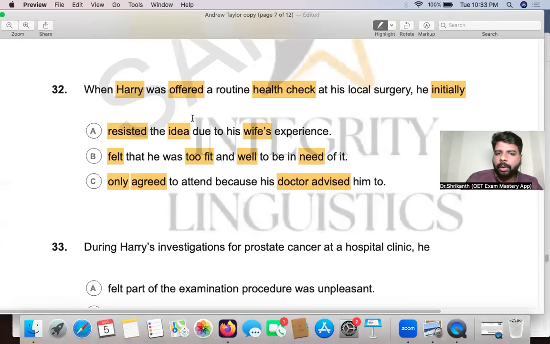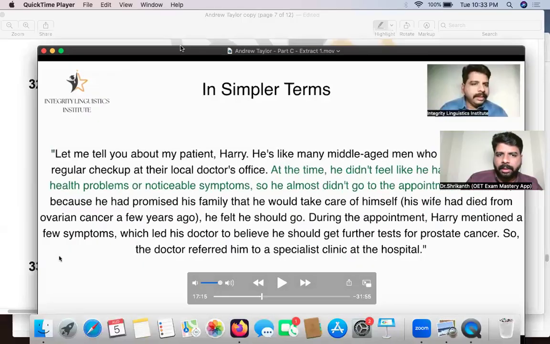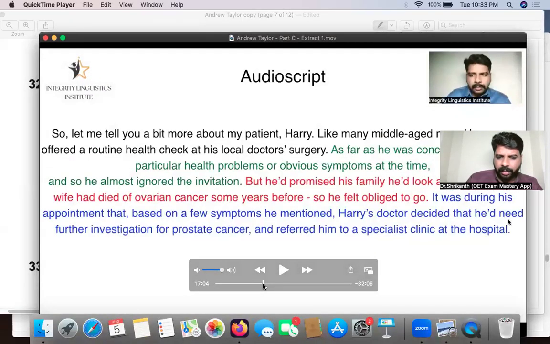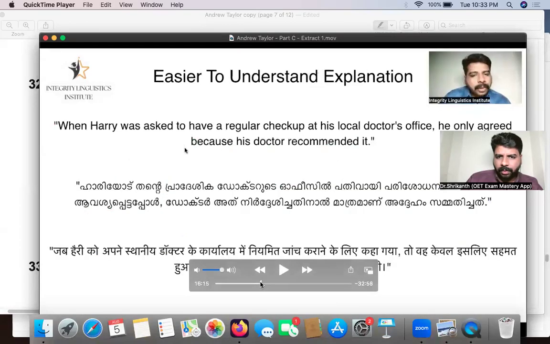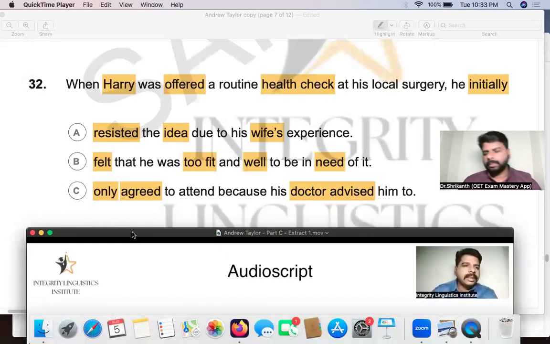So I'll just play the audio once again. Let's have a quick look at the audio once again, and then we will have a small discussion about the writing part as well. Every day I'll be discussing a little bit about speaking and writing. So after this, we'll have a small discussion about writing. All right, so read the question once again.